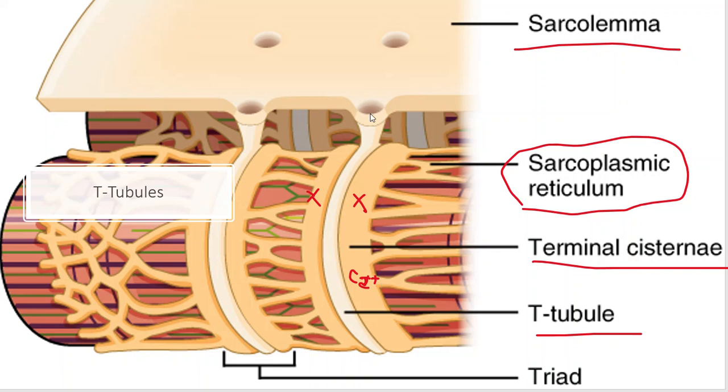So when those voltage gated sodium channels here open, we get this change in voltage. It's going to cause the terminal cisternae to open their calcium gates and to flood the inside of the cell with calcium.